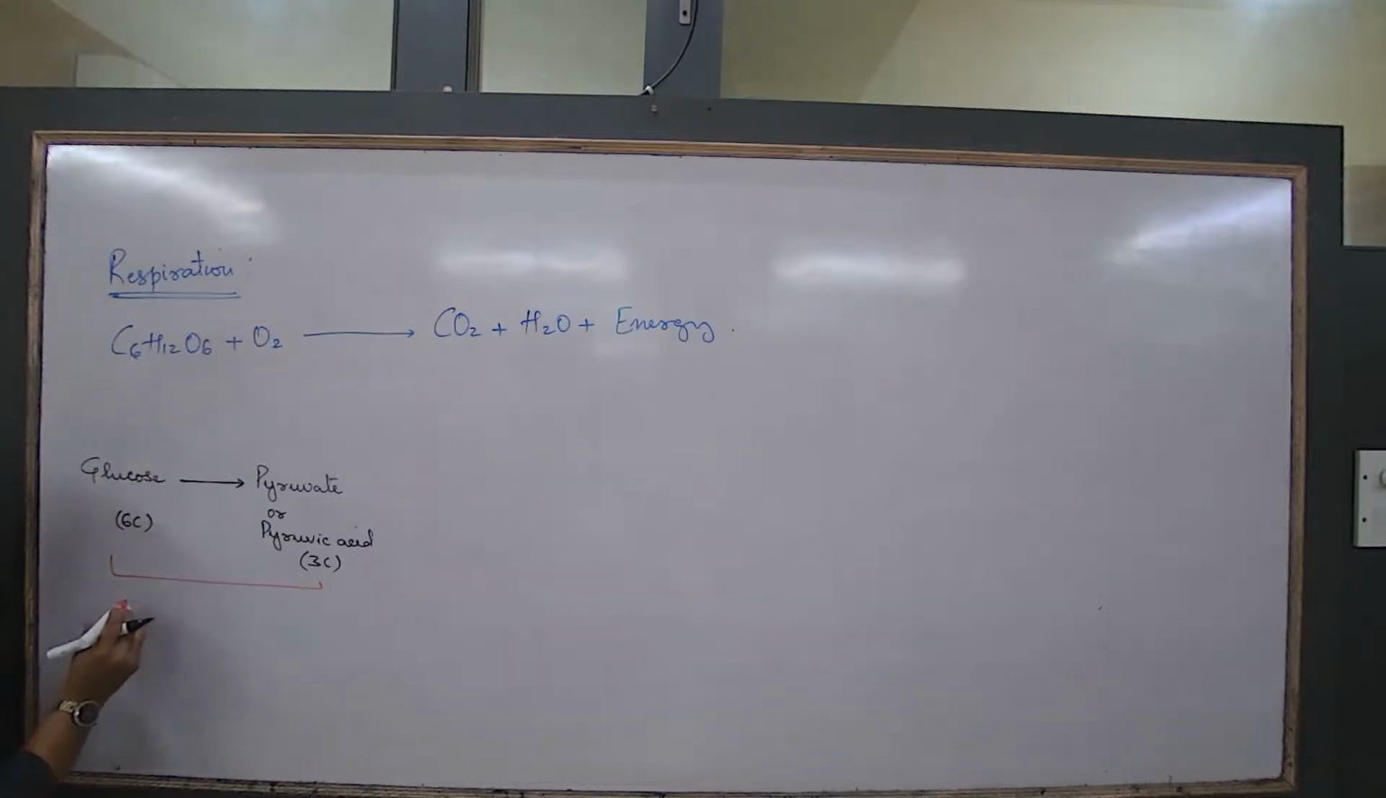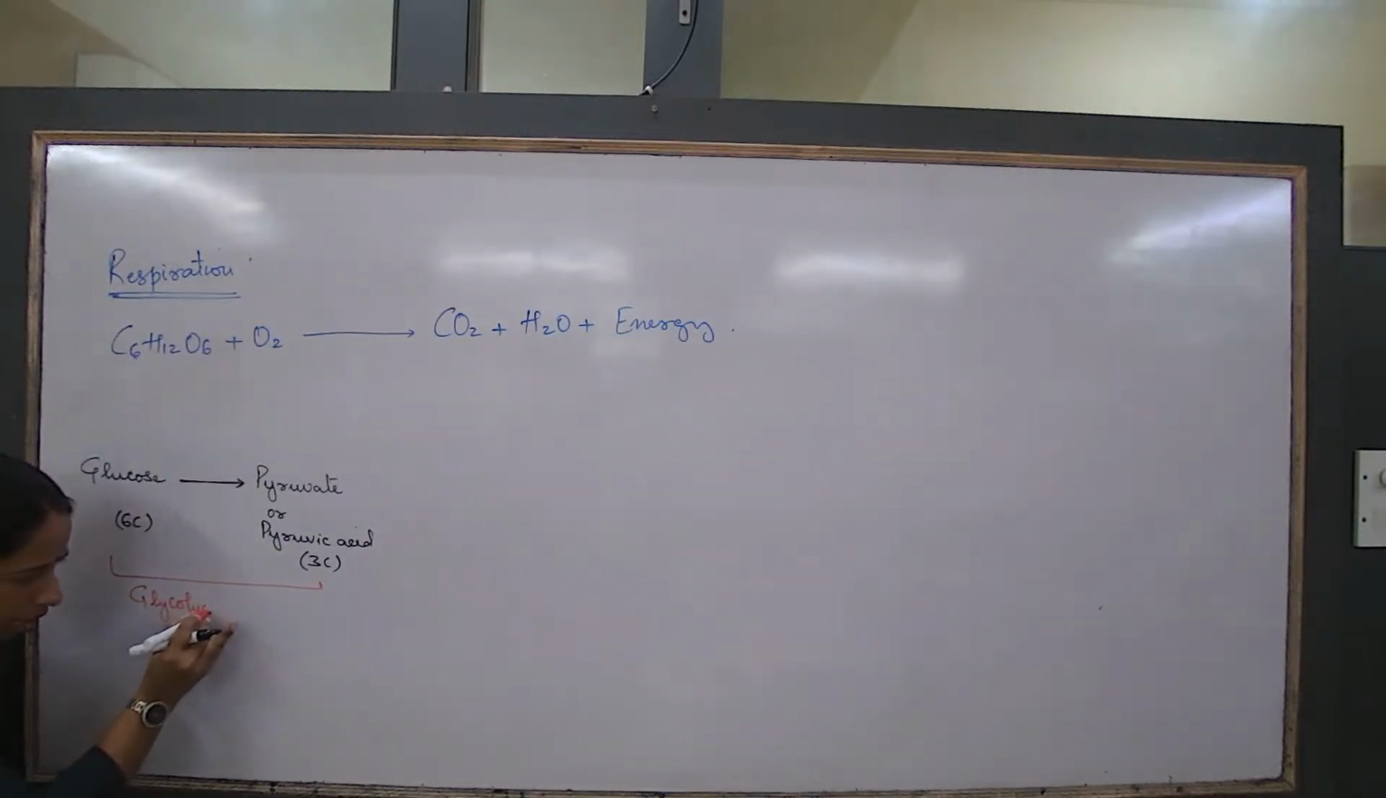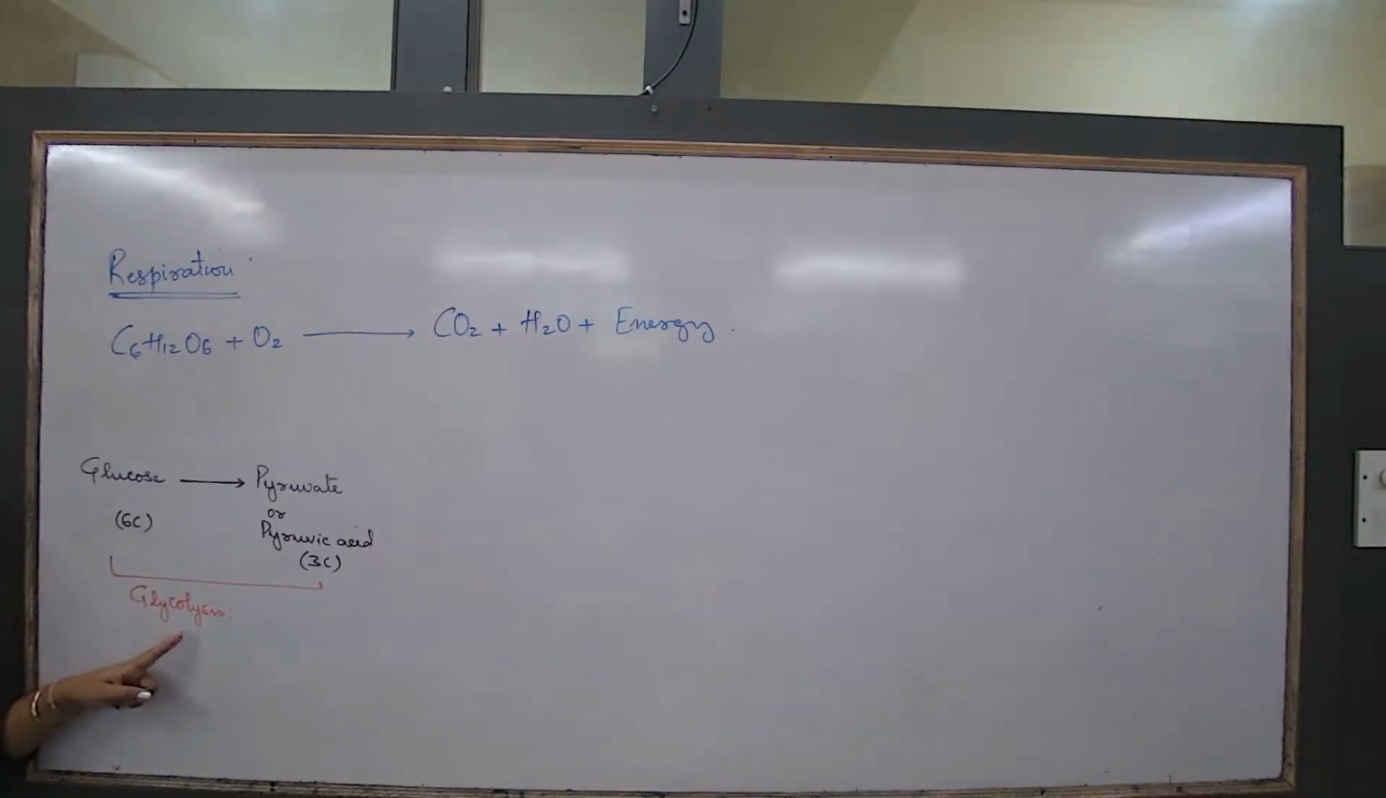All cells, all organisms. What is this process? Where is this process taking place? Or what is this process known as? This process is known as glycolysis. Lysis means breakdown. Glycolysis means breakdown of glucose.